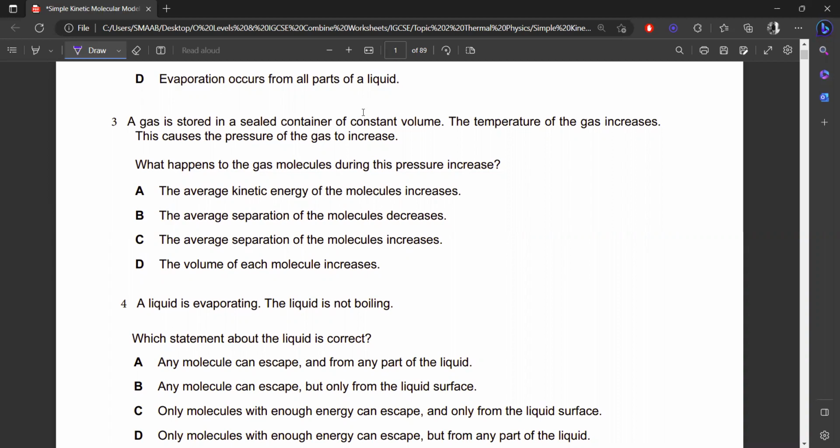So if you remember the concept when we are talking about kinetic energy, normally when the kinetic energy of the molecules increases, they start colliding with the wall of the container, and the rate of collision will also increase. So it means when the pressure is increased, the average kinetic energy of the gas molecules will also increase, right? Okay. So A is the right answer.